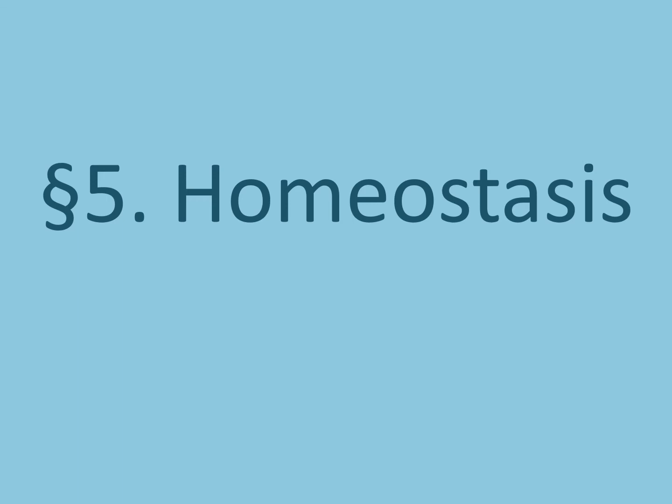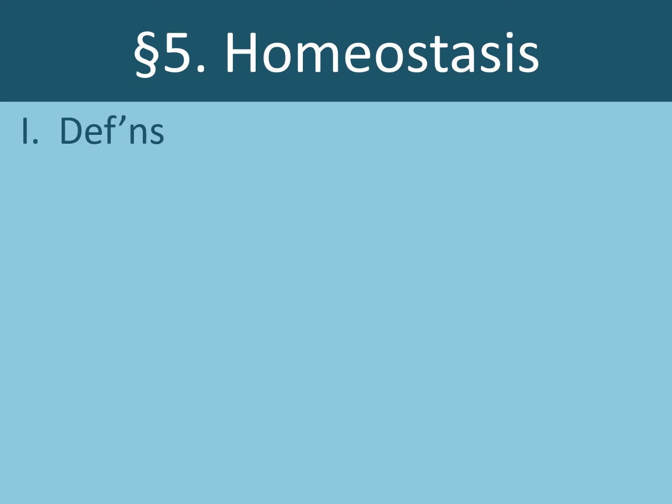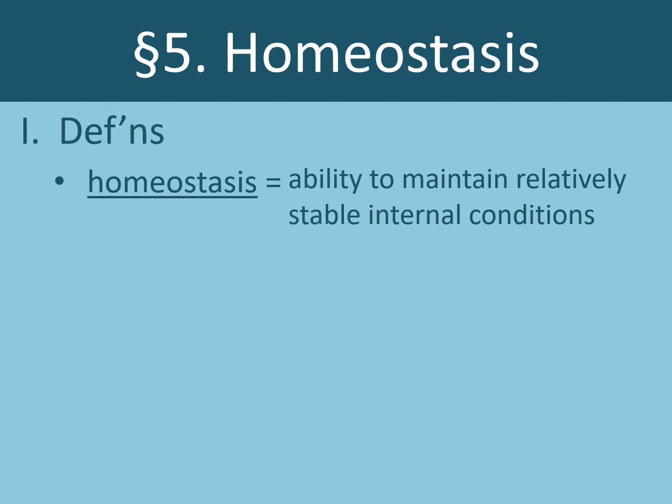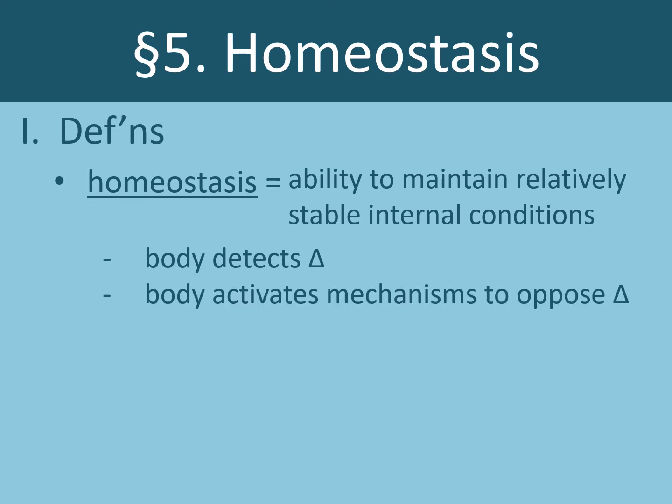Section 5 is about the process of homeostasis. Let's begin by defining homeostasis. Homeostasis is the ability to maintain relatively stable internal conditions despite changes that are occurring in the outside environment. Our bodies detect change, and in turn our bodies will activate mechanisms in order to oppose that change.